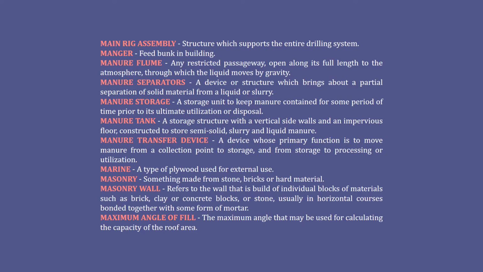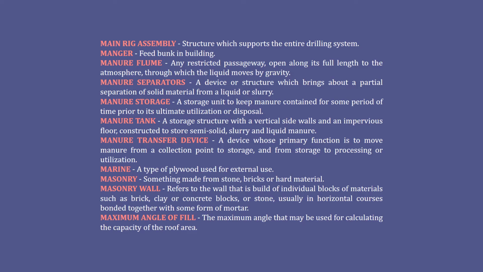Marine. A type of plywood used for external use. Masonry. Something made from stone. Bricks are hard material. Masonry wall refers to the wall that is built of individual blocks of materials such as brick, clay or concrete blocks, or stone, usually in horizontal courses bonded together with some form of mortar.